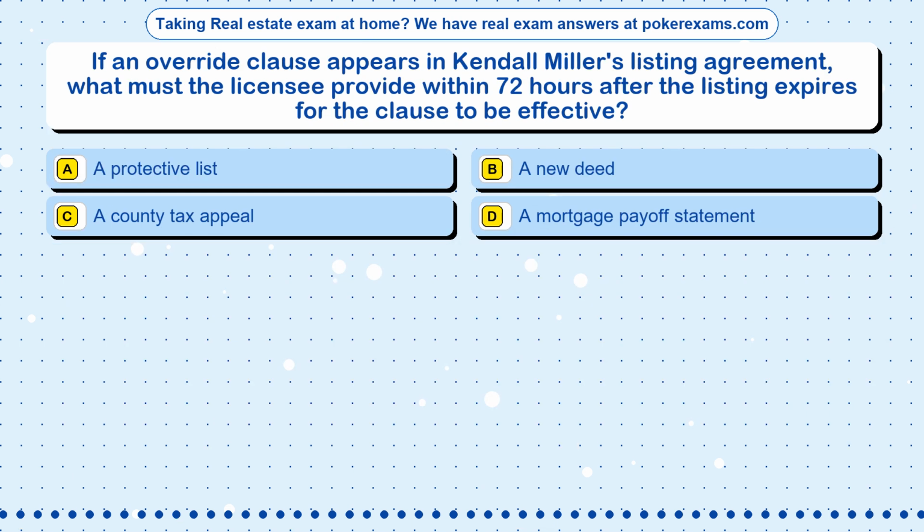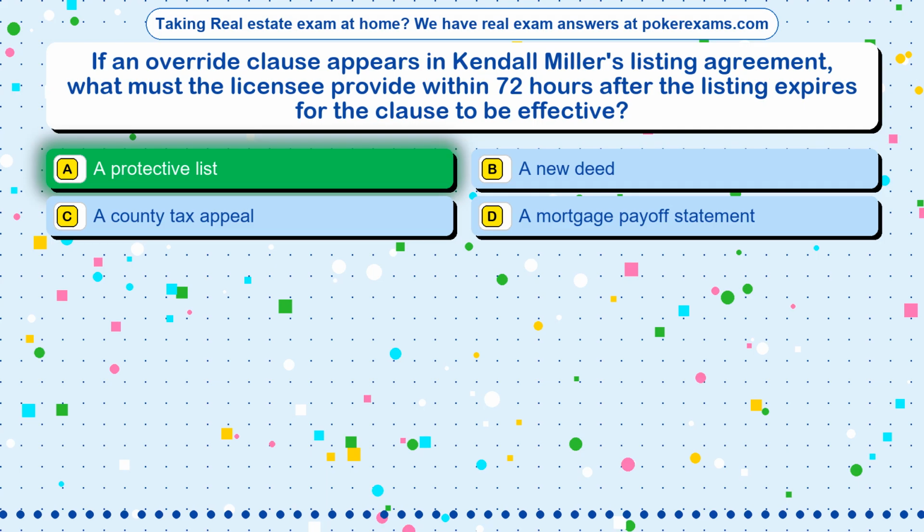Question 45. If an override clause appears in Kendall Miller's listing agreement, what must the licensee provide within 72 hours after the listing expires for the clause to be effective? Option A. A protective list. Option B. A new deed. Option C. A county tax appeal. Option D. A mortgage payoff statement.